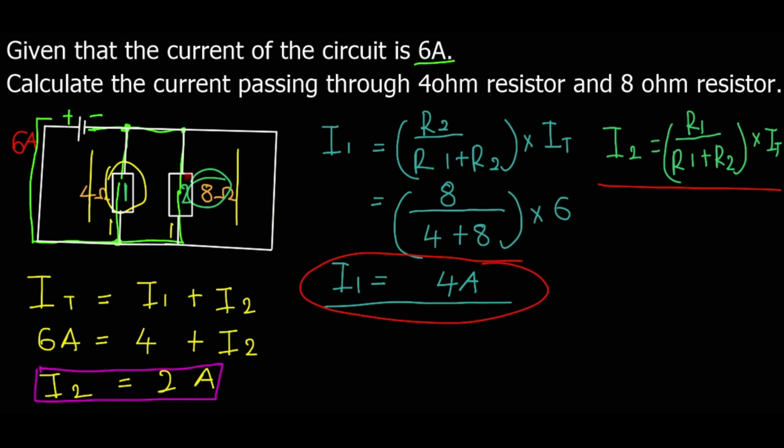So if you have a parallel circuit in this way, you must know that a small resistor takes a big current, and a big resistor takes a small current. So it makes sense. The small resistor is 4 and it takes 4 amperes, and the big resistor is 8 and it takes 2 amperes. So that's it for this problem.